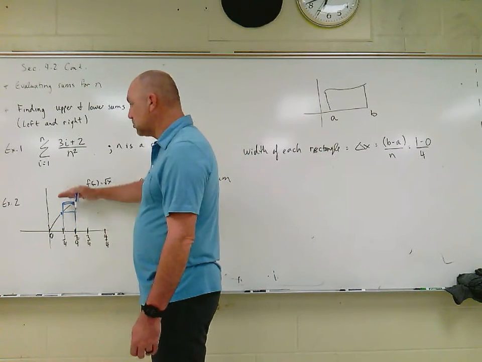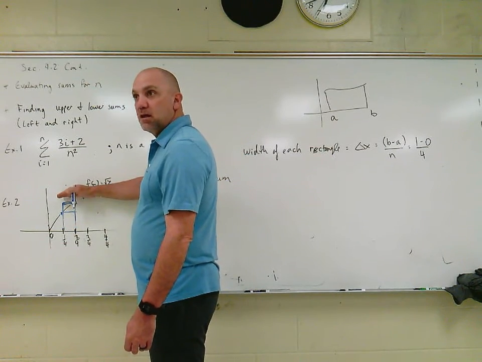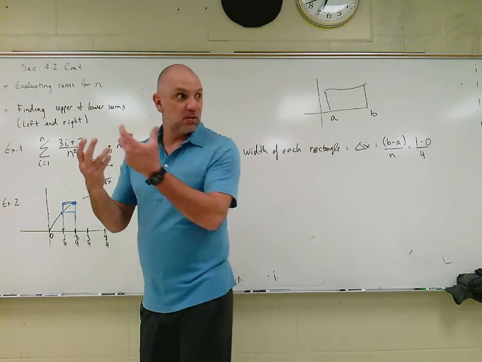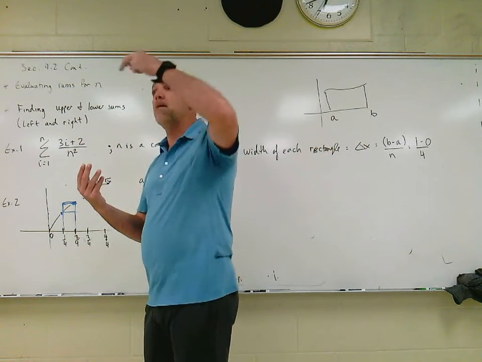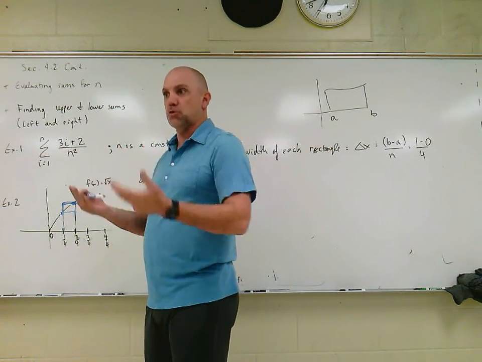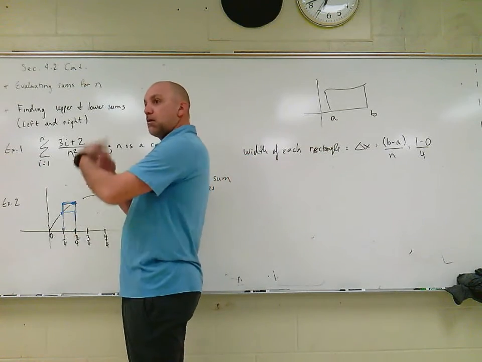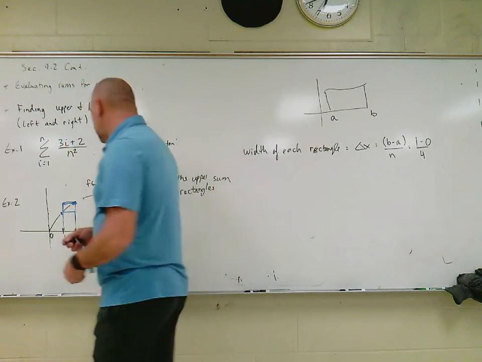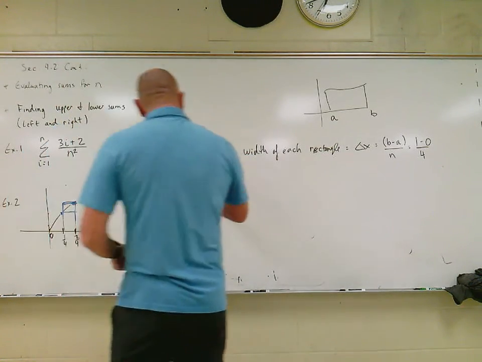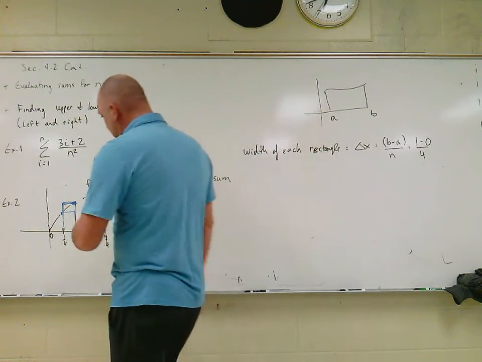Right, because it goes above the graph and it's going to give you an overestimate. So upper means a big sum. It's going to be too large. It's going to be larger than the actual area. So when this is upper, you're going to have to test.